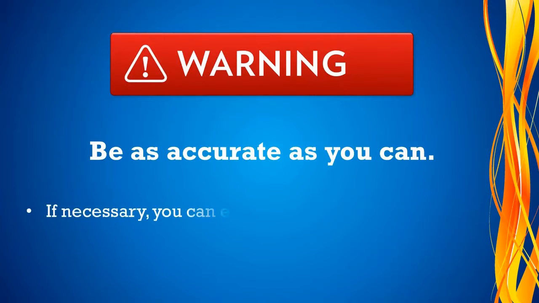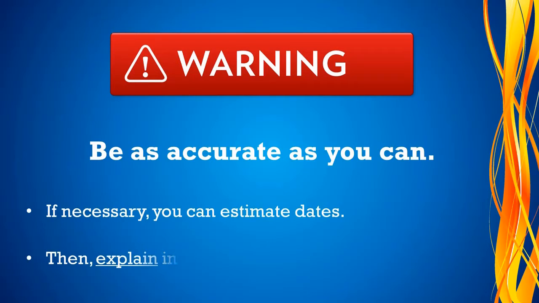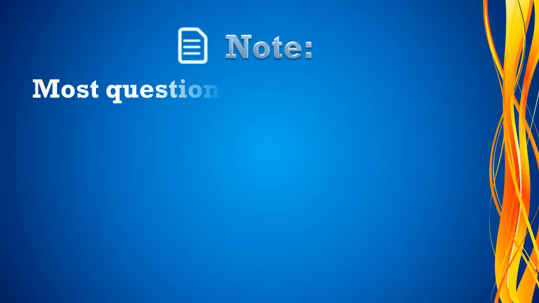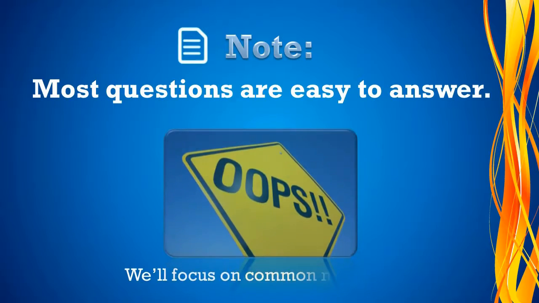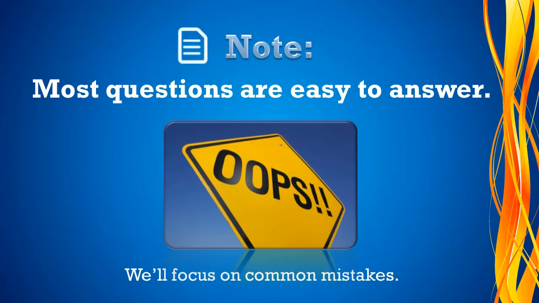Be as accurate as you can. If you're not exactly sure of the dates, you can put an approximate one. However, you will need to explain that these are just approximate dates at the end of the application in the remarks section. Remember that you'll be able to answer most of the questions in the application on your own. This video is a tool to help you focus on the areas where people often make mistakes so you can successfully submit your online application.